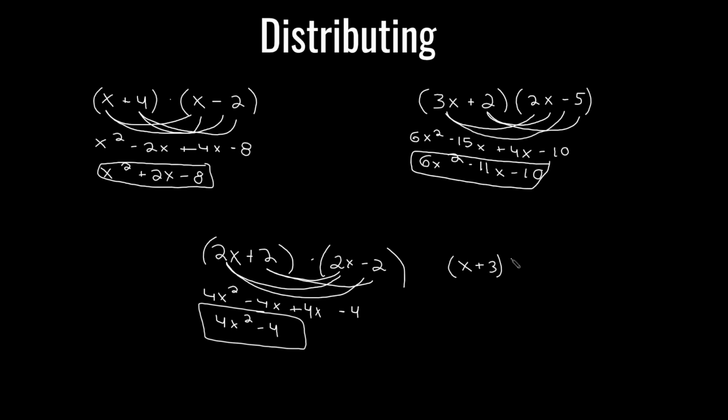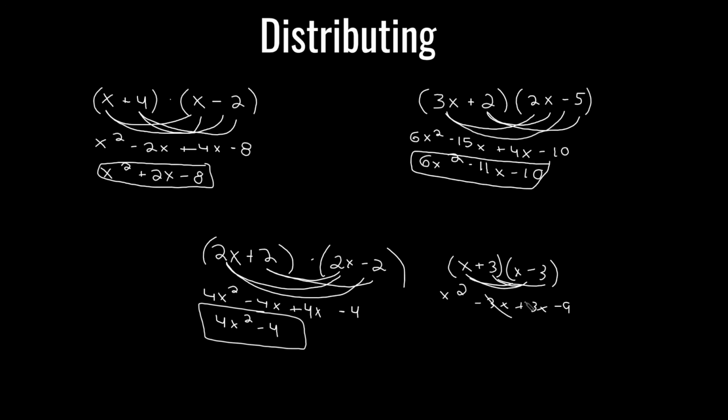So just to prove that, let's try another one that's a little bit simpler. x plus 3 multiplied by x minus 3. Our x's together are x squared. x times negative 3 is negative 3x. Positive 3 times x is 3x. And positive 3 multiplied by negative 3 is negative 9.